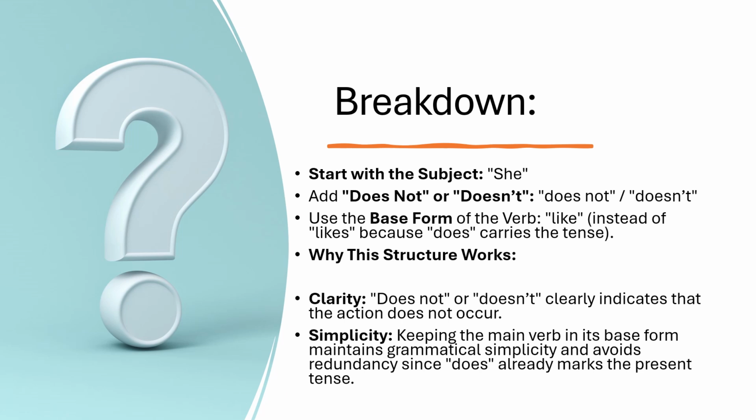Start with the subject she. After that, add does not or doesn't and use the base form of the verb like instead of likes because does carries the tense. Why this structure works? For clarity, does not or doesn't clearly indicates that the action does not occur. Keeping the main verb in its base form maintains grammatical simplicity and avoids redundancy since does already marks the present tense.